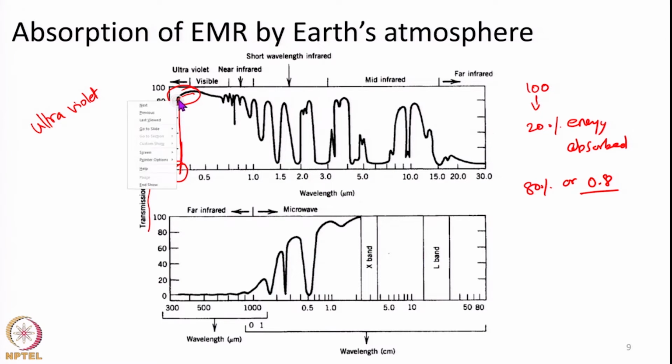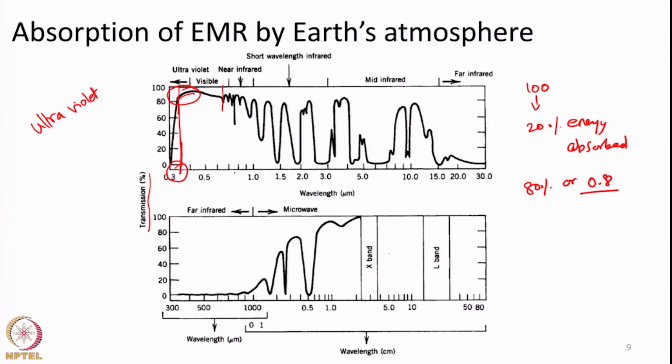After you cross this particular portion, the transmissivity is very high, in the range of 80 to 90%. This is in the visible part, 0.4 to 0.7 micrometers. Still here we have very good transmissivity in the atmosphere. That is why we get most of the visible energy from the sun without much hindrance. Atmospheric absorption is much lower in the visible portion.